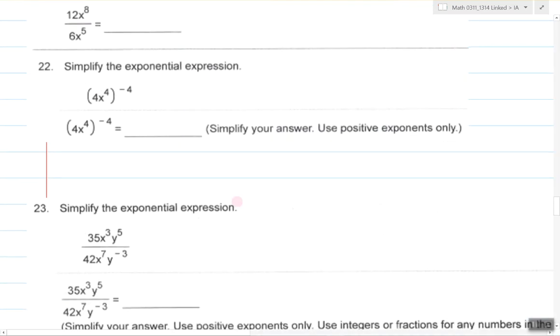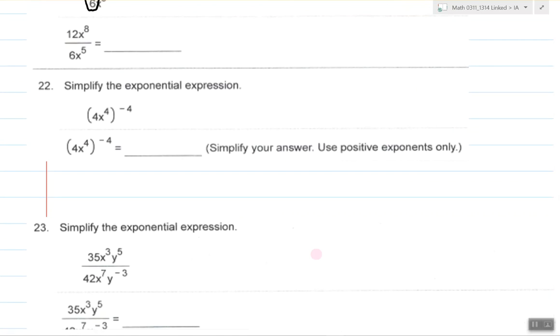Right, number 22. It looks like I have a power rule. The big 4 is getting raised to the negative 4 power, and so is the x to the 4th. So I'm going to have 4 to the negative 4th power, x to the 4 times negative 4. That's what the power rule says. So this is 4 to the negative 4, x to the negative 16.